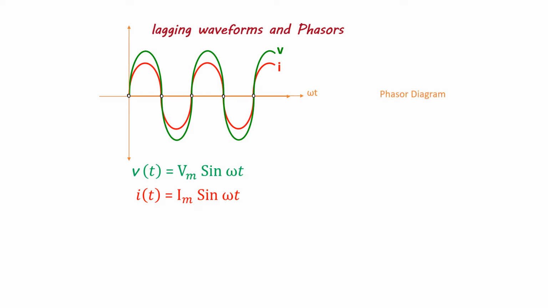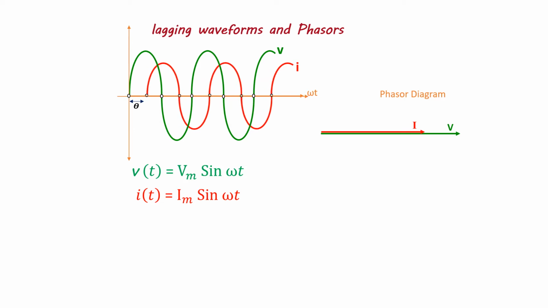The phasor diagram for this condition is V as a reference at 0 degrees. Current also is at 0 degrees because both are in phase. Now let us move the current waveform towards right by theta degrees. You can observe now that the voltage is still at 0, but the current is starting at a later time. In other words, it is delayed or lagging.